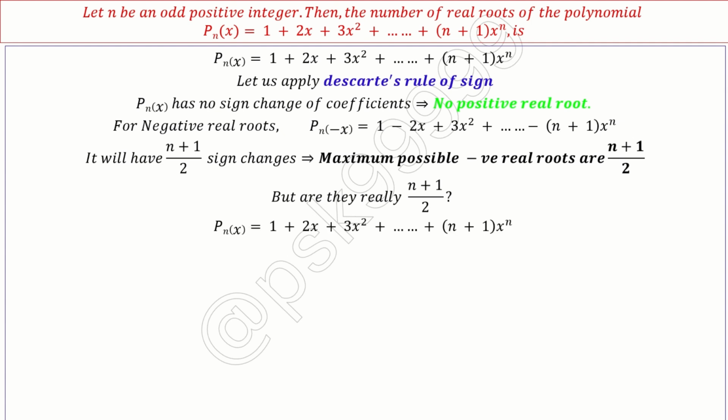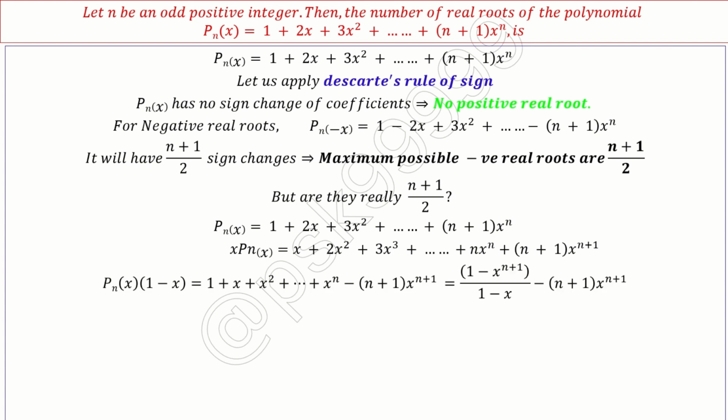So this is my given equation. I'll just multiply with x on both sides. So this is what it will become. Now if I subtract both of them, what I'll get is p of x into (1 minus x) equal to 1 plus x square up to x power n minus this one term, (n plus 1) into x to the power of n plus 1. So this is my GP.